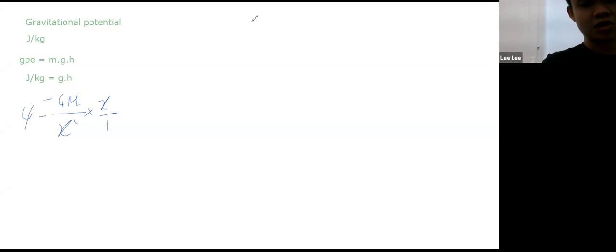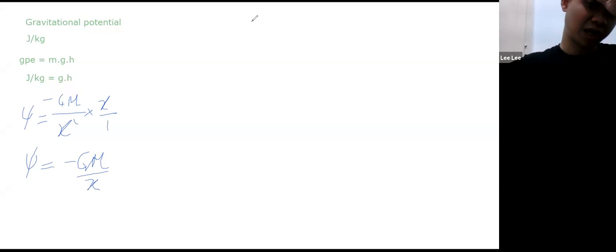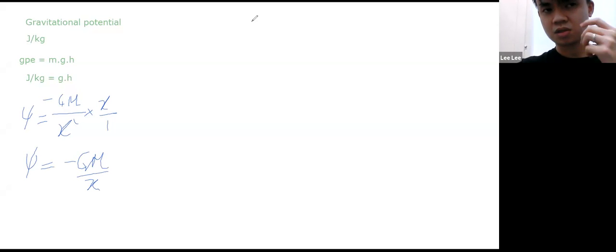So gravitational potential, the symbol looks like a fork. The gravitational potential is equal to negative GM over x. Gravitational potential, the formula is given by negative GM over x. But this is not really a correct way to derive it. I just make it simple so you can remember the derivation. Now we go to the definition.